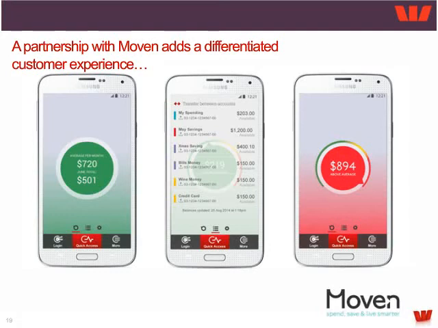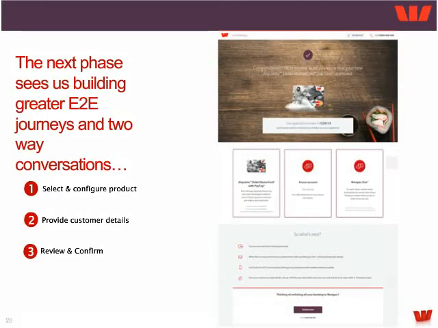We've seen the number of engagements over the course of a month jump from 14 to 24, so a 64% uplift in that mobile engagement, 100% driven by the richness of this quick access platform. So, look, those are kind of the foundations of our journey so far. And we're really excited about the next stage, which, as Jamie mentioned, is about greater end-to-end journeys for customers.